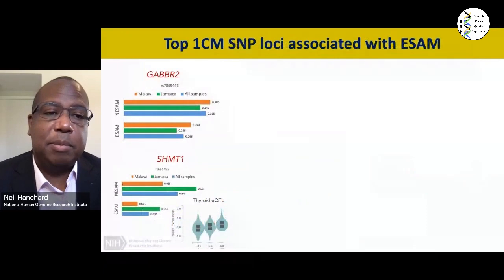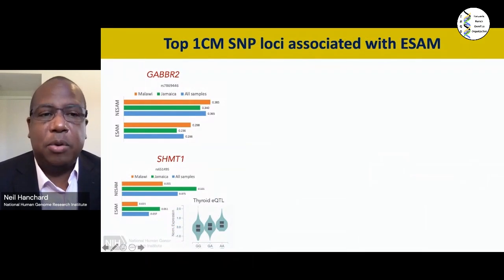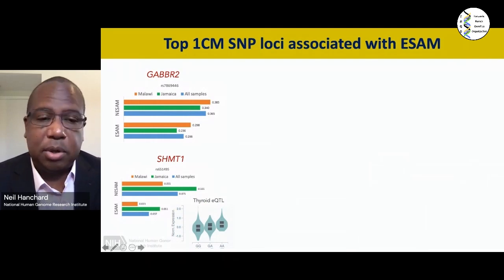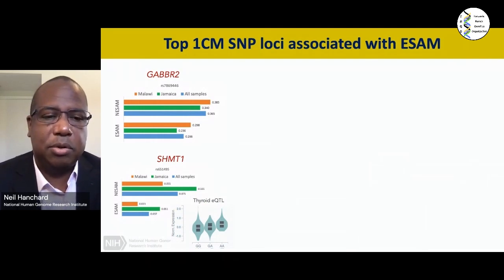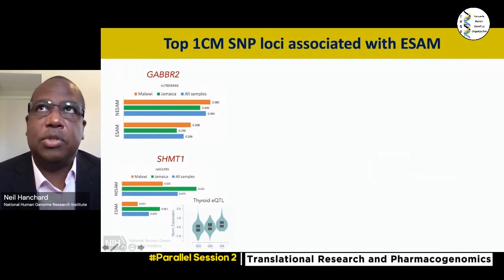If we look at that in a bit more detail, what we can see is that at GABBR2 and SHMT1, there's a higher frequency of the top alleles in the non-edematous versus edematous. So this is more of a protective effect, protecting from edematous forms. And actually the variant in SHMT1 is a strong eQTL, particularly in the thyroid, which is a relevant tissue to malnutrition. And the direction that you see here would be consistent with the resulting enzyme changes that would fit our original hypotheses.